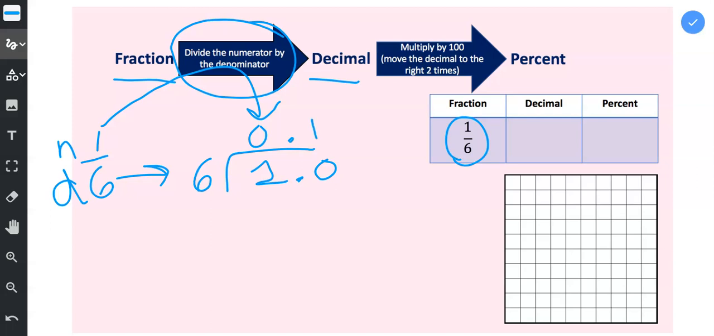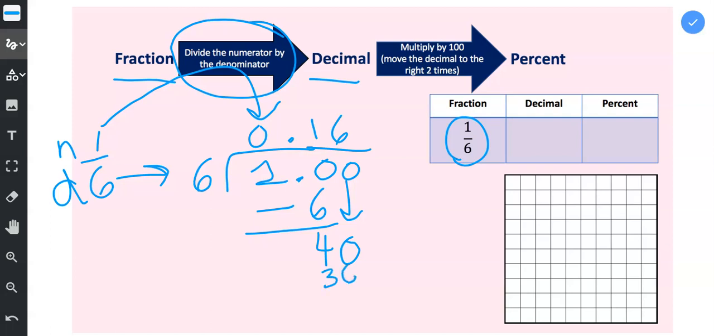Well, 1 time. 1 times 6 is 6. 10 minus 6 gives me 4. Add another 0 and bring it down. 6 goes into 40 6 times because 6 times 6 is 36. I bring down a 0. 6 goes into 40 6 times.